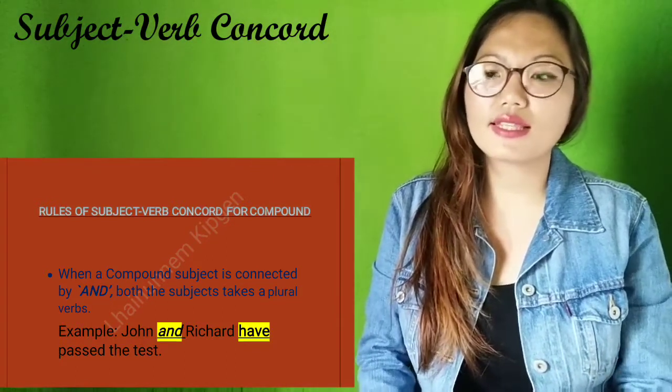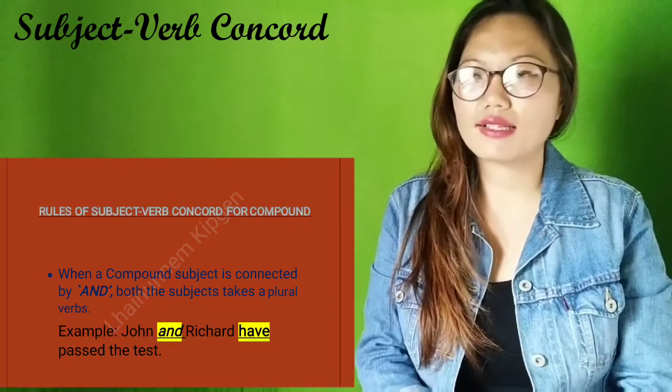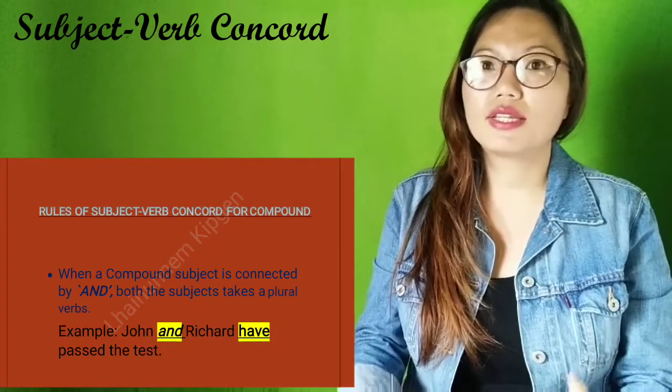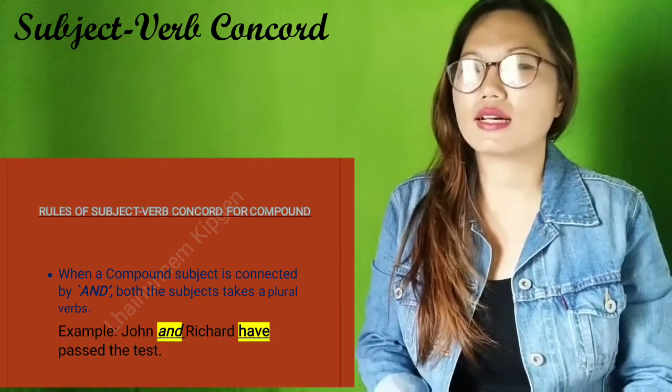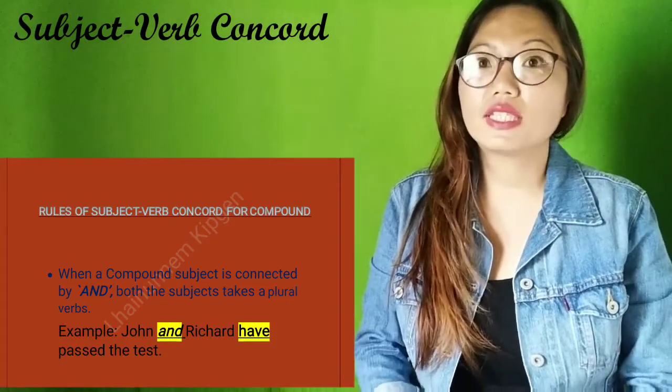So as you can see in the example, John and Richard have passed the test. John and Richard are different persons, but they are connected by and, making it a compound subject. So they are taking the plural verb, which is have.